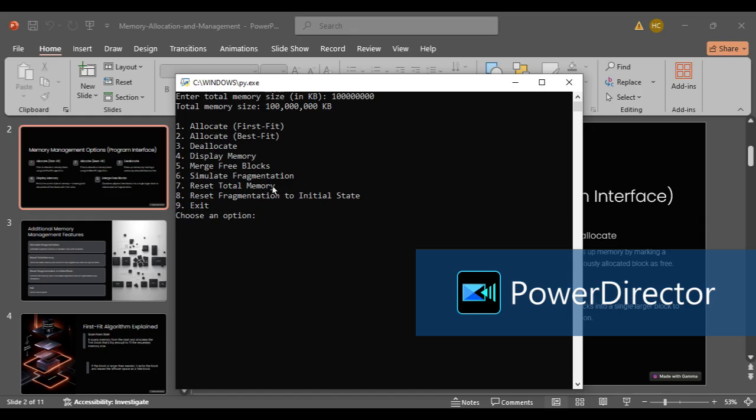And then we have reset total memory. What this does is that it clears the entire memory and resets it to the original state with one big free block. And then the fragmentation to initial state. What this does is that it restores the memory to the initial fragmented state. So for example, if we have simulated fragmentation and used it for best fit, we can reset the same fragmentation to use the same sizes for the first fit algorithm. And then exit quits the application.